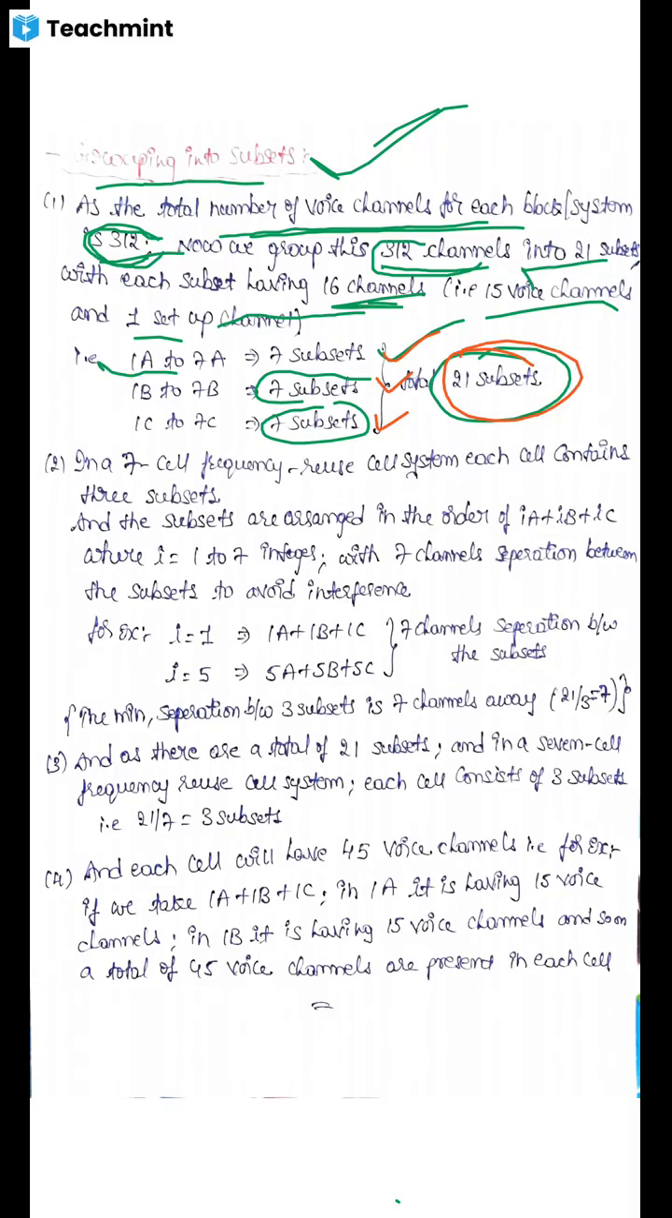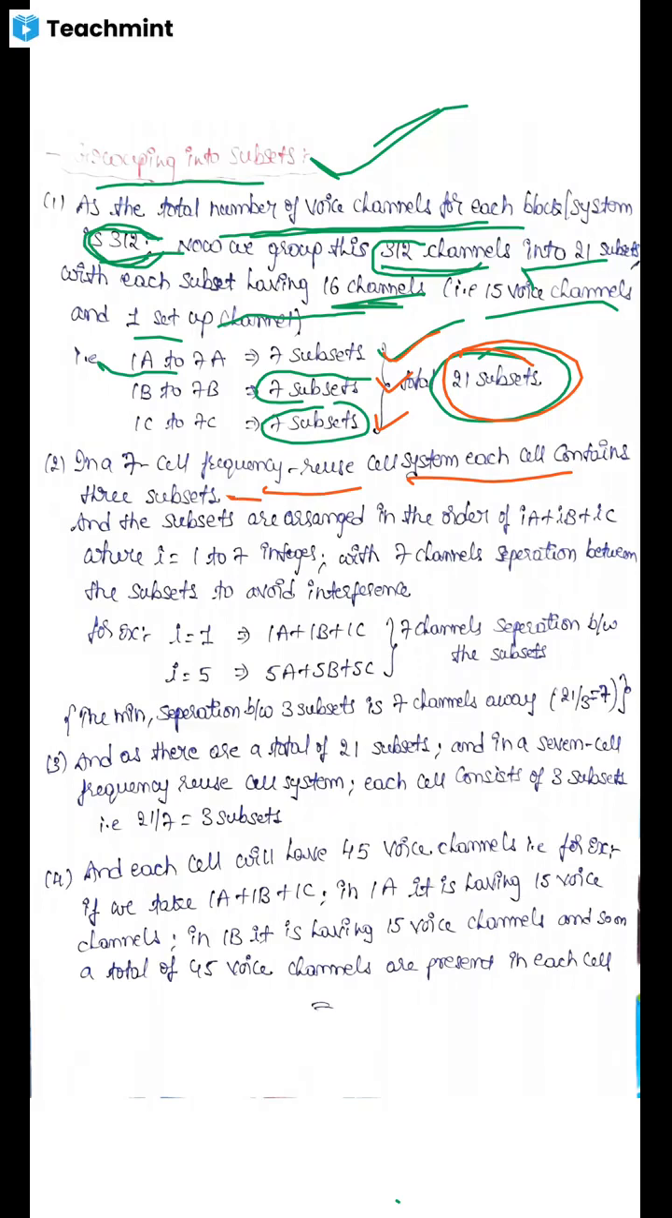If I consider a 7 cell frequency reuse system, you already know the frequency reuse pattern. In unit 1, we had already studied that in a 7 cell frequency reuse system, we use the same channels at a far distance, away, so as to avoid interference. So if we consider a 7 cell frequency reuse system, each cell contains 3 subsets.